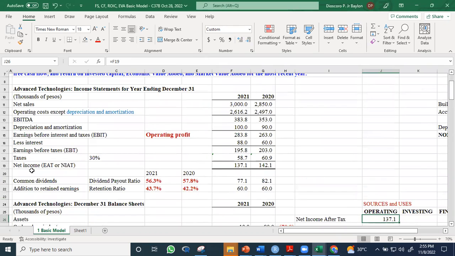Why? If you take a look at the nature of the net income after tax, it's arrived at by, of course, starting with your sales and then subtracting expenses. There may be other revenues aside from sales. So why do we say that it's not equivalent to cash?